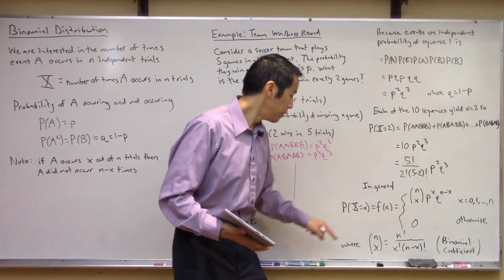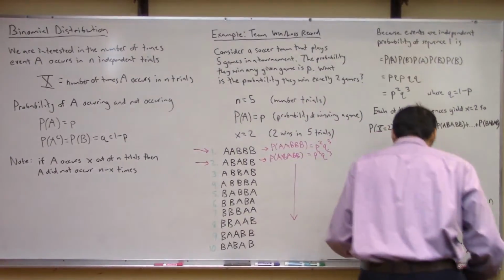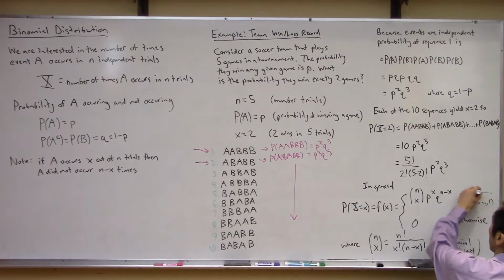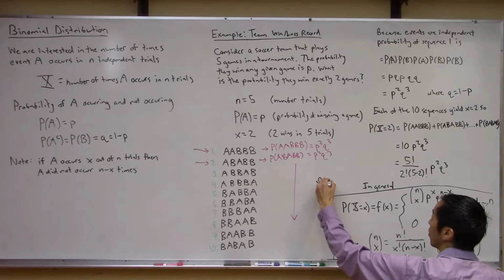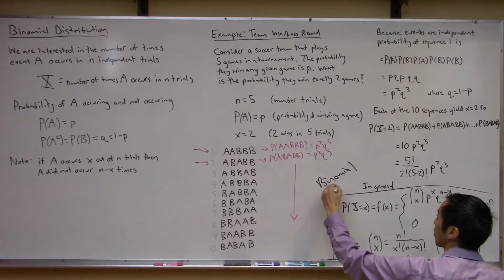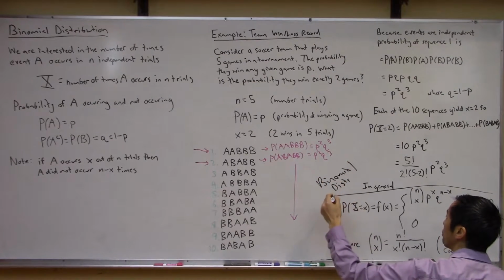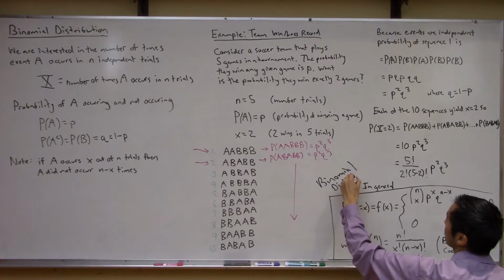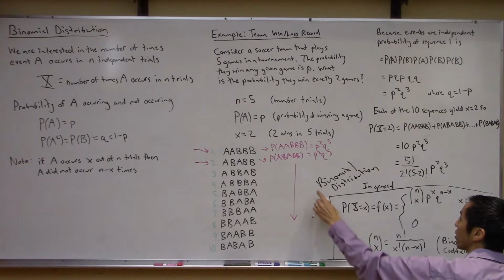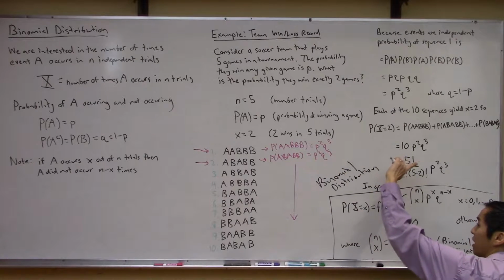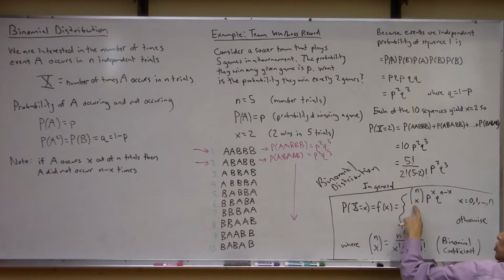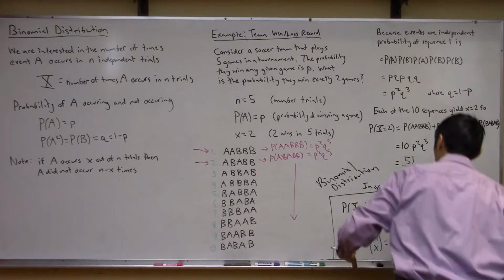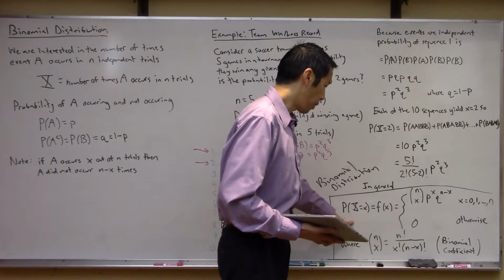So really, what we end up with is the probability distribution that we're interested in. This is known as the binomial distribution. Sometimes this is also referred to as the Bernoulli distribution. The reason it's called the binomial distribution, I think we see right now, is that we have the binomial coefficient, n choose x, showing up right here. So this is pretty much the probability distribution.